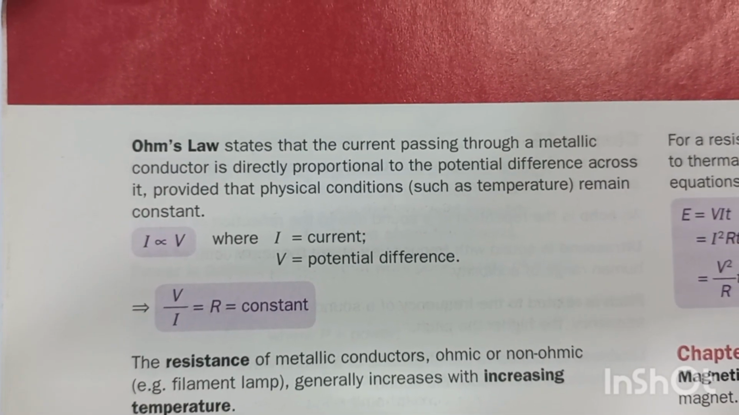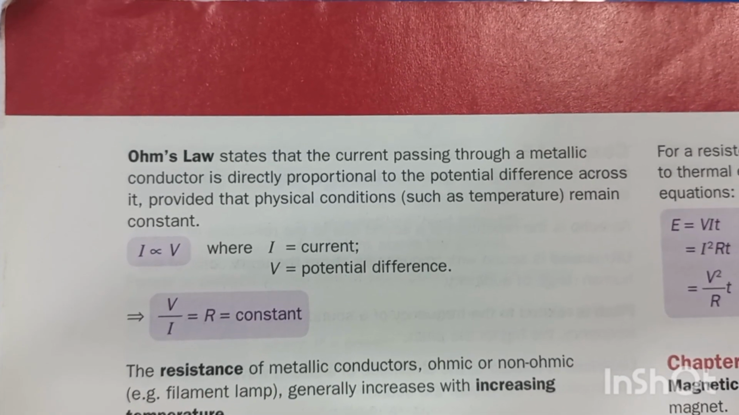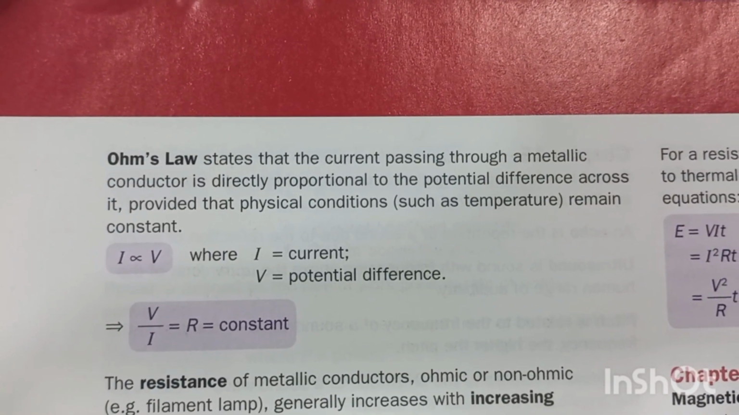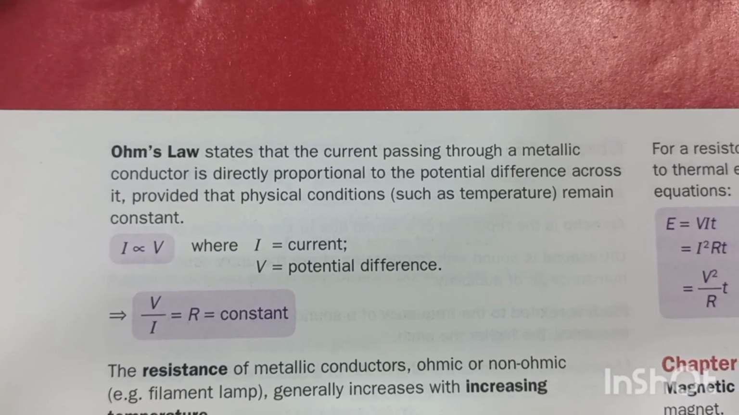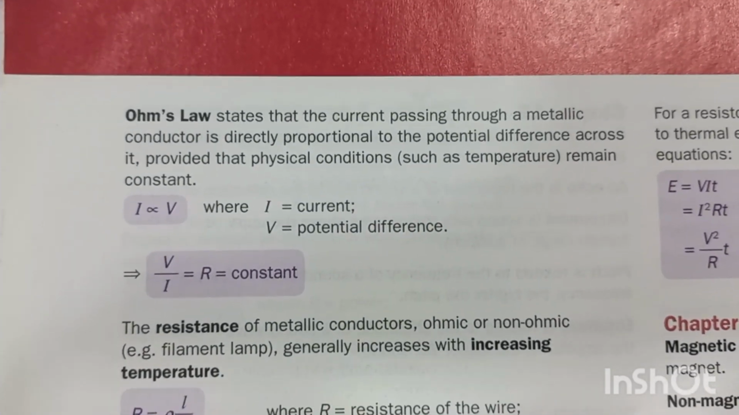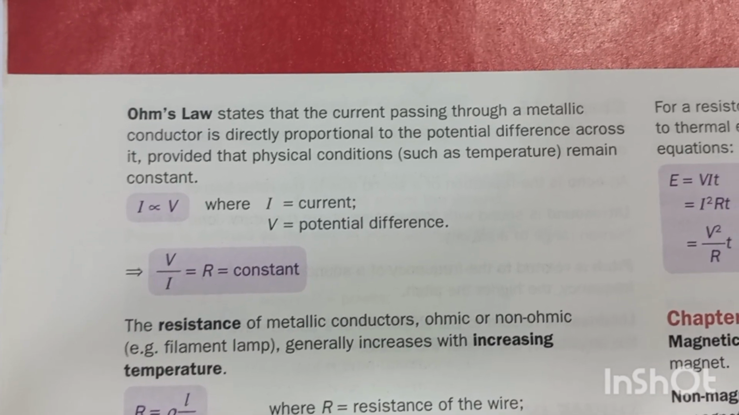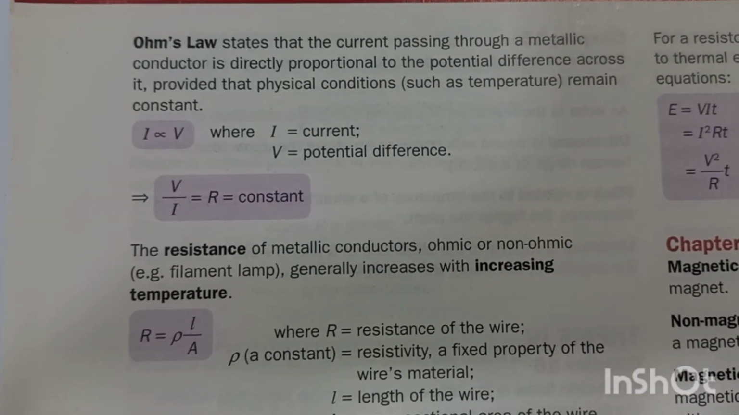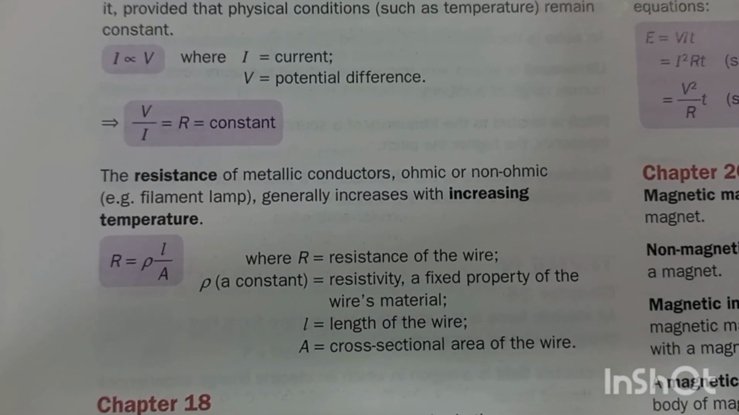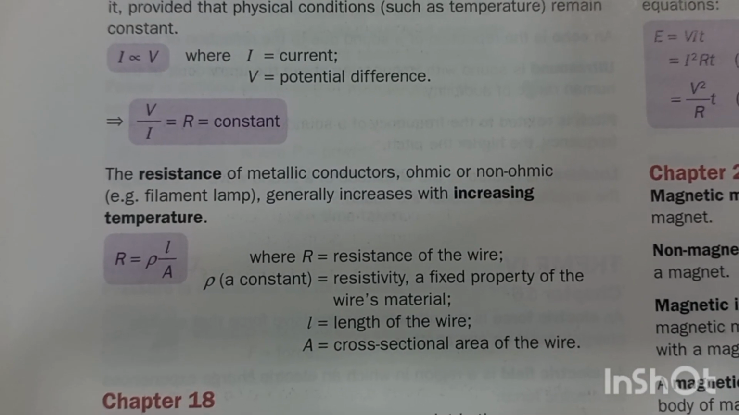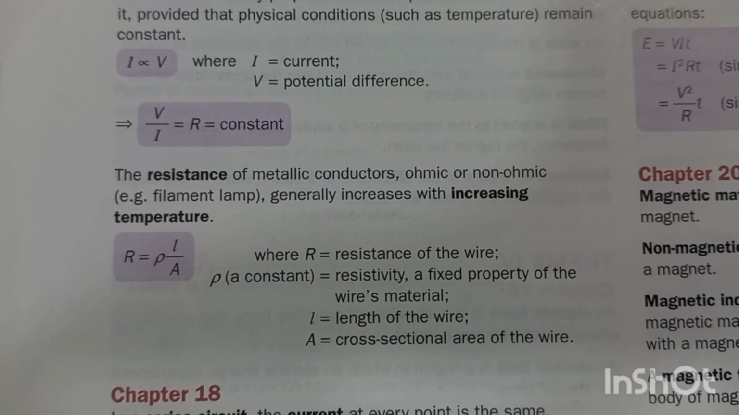Ohm's law states that the current passing through a metallic conductor is directly proportional to the potential difference across it, provided that the physical conditions such as temperature remain constant. I is proportional to V, where I is the current and V is the potential difference. V divided by I is equal to R, and that remains constant. The resistance of a metallic conductor, ohmic or non-ohmic, for example a filament lamp, generally increases with increasing temperature.